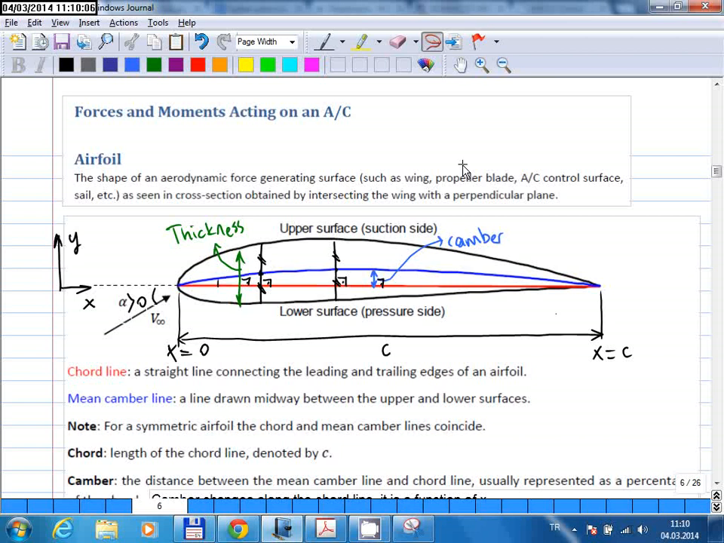The propellers are used to create the thrust force, but the way the thrust force is created is very similar to the way the lift force is created on a wing.